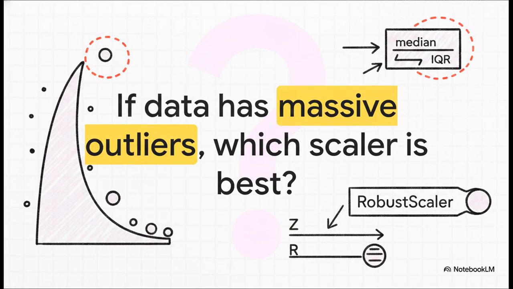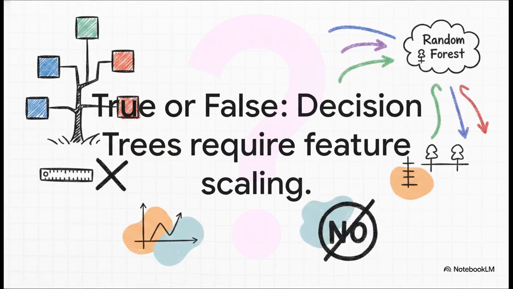Okay, quiz time. Just lock your answer in your head. Question 1. If your dataset contains massive, extreme outliers, which scaler should you choose? Take a second. The answer is the RobustScaler, since it uses the median and IQR, extreme values literally can't throw off the math. Moving on, question 2. True or false? Decision trees and random forests require feature scaling to work properly. Think about how they actually make decisions.